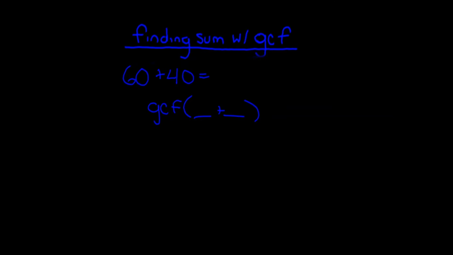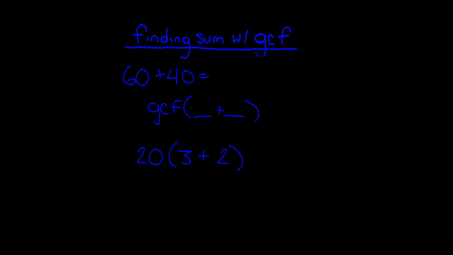So we know that the greatest common factor is 20. So we're going to write down the 20. Now for the first blank, you want to put in whatever 20 times what is 60. So it's 20 times 3 is 60. That plus whatever 20 times what is 40. So it's 20 times 2 is 40. So it's 20 multiplied by 3 plus 2.